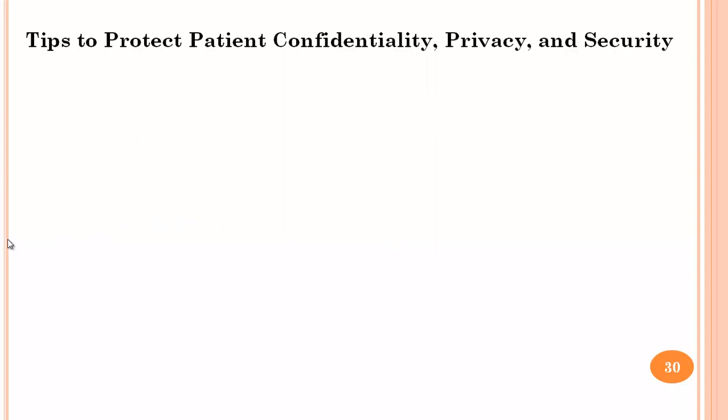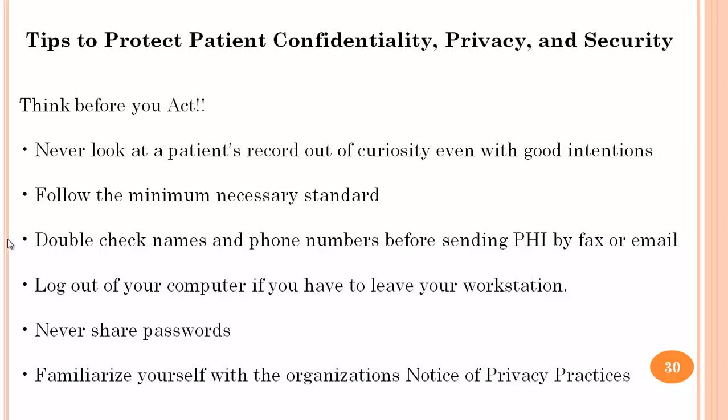Tips to protect patient confidentiality, privacy, and security. Think before you act. Never look at a patient's record out of curiosity, even with good intention. Follow the minimum necessary standard. Double check names and phone numbers before sending PHI by fax or email. Log out of your computer if you have to leave your workstation. Never share your password. Familiarize yourself with the organization's notice of privacy practice.